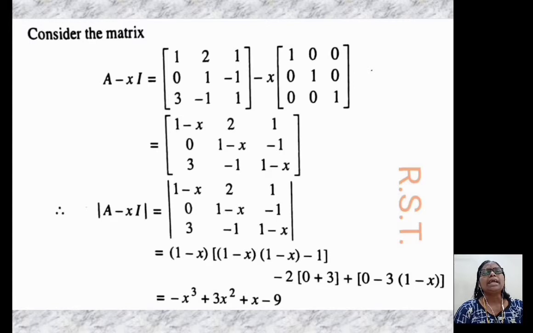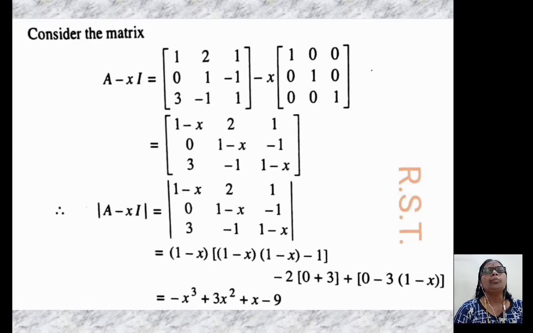Thus, A minus xI can be obtained by subtracting x from the diagonal elements of the given matrix A. Thus, A minus xI we calculated. Now, calculate the determinant of A minus xI. That is, we have to take the determinant of the above matrix.